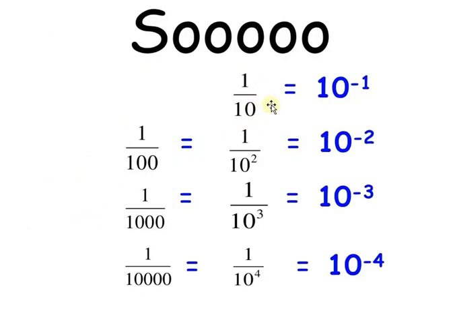So 1 over 10 is 10 to the power minus 1. 1 over 100, 10 to the power minus 2. 1 over 1000, 10 to the power minus 3. 1 over 10,000, 10 to the power minus 4.